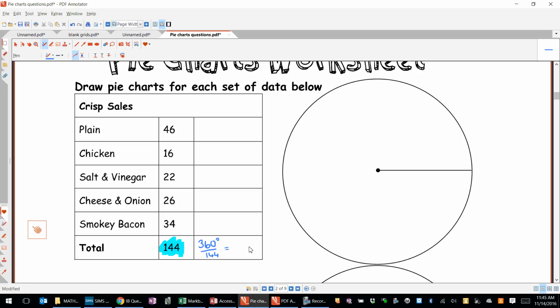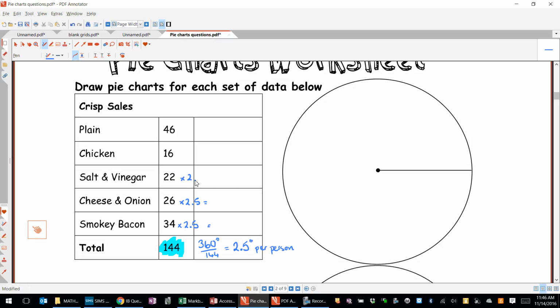2.5. Exactly? So 2.5 degrees, I would say, per person. Yes, 2.5. So would you times 2.5, for example, would you do 34 times 2.5? Yeah, so if each person gets 2.5 degrees, if there are 34 people, we could times by 2.5 and get the amount of angle each one gets.